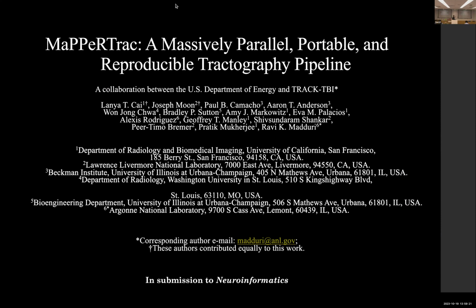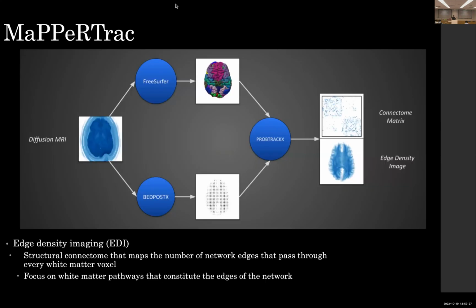So luckily, one thing that we've developed, and this is in submission now to Neuroinformatics Journal, is MaPPeRTrac. MaPPeRTrac takes the diffusion MRI, runs FreeSurfer, which is a surface reconstruction to get this high resolution anatomical labeling of the brain, and then Bedpost and ProbTrackX, which do the diffusion signal reconstruction and tractography. And we're able to get these edge density images out, which helps as the source for any number of biomarkers and more complex downstream analysis.